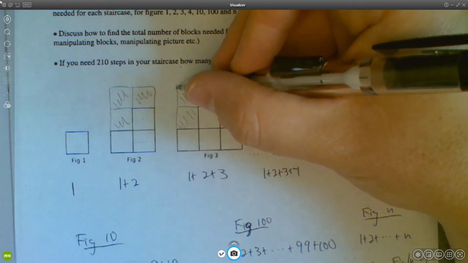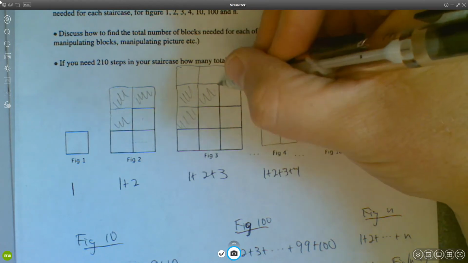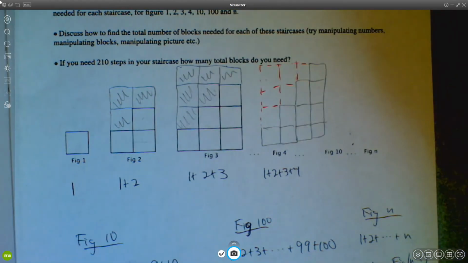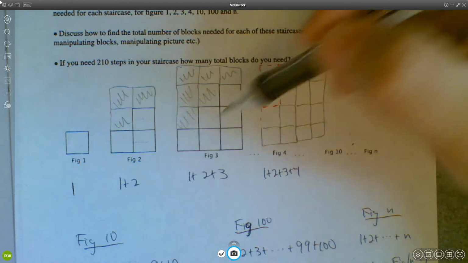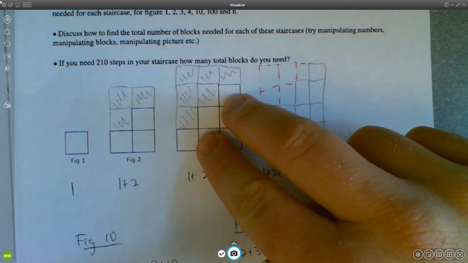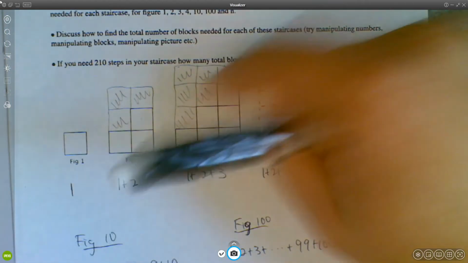And I'll show you why. If we go one additional row, because notice if you go one additional row, then what you're actually stacking on top of the original figure is just a copy of the figure, right? Like if I copy figure 3 and flip it over and then stack it on top of itself, this is what I get.